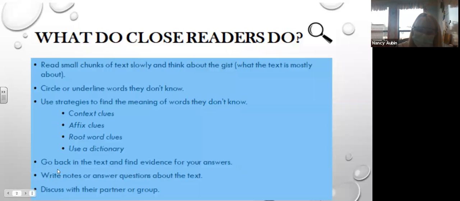Go back to the text to find evidence for your answers. We talked about highlighting parts of the text. We'll look at doing that again. You have your ELA spiral and your pencil in case you want to take some notes. We might be doing that today. You do have an opportunity to work with a partner or a small group to help you as well.